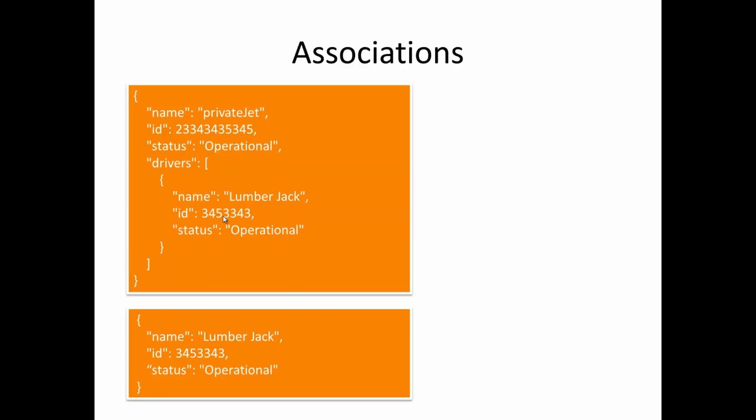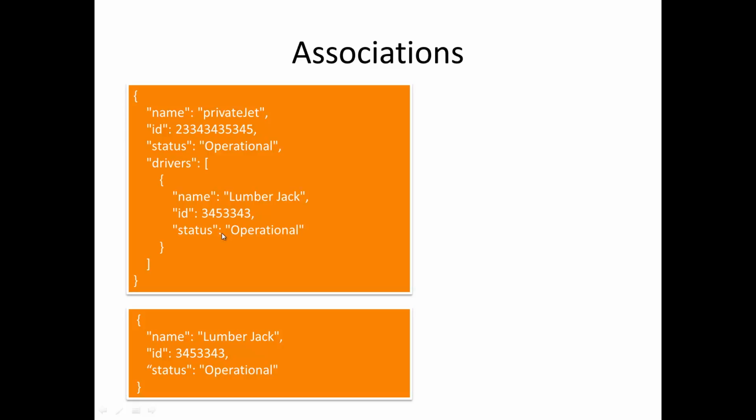The other point is associations, which means I have two resources and they are somehow related. Again, we have this private jet, and drivers is actually not really right. It should be pilots. However, let's just assume you can just drive a jet and then somebody else is going to fly it, which will be, in this case, lumberjack. So what you see is that there's a collection of drivers, which is our lumberjack.